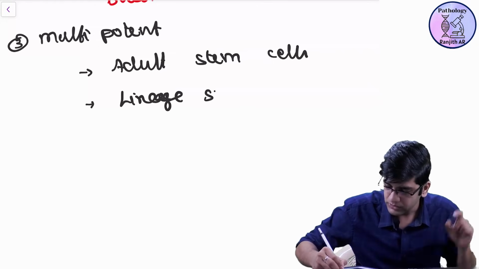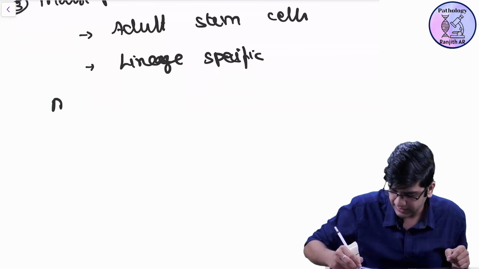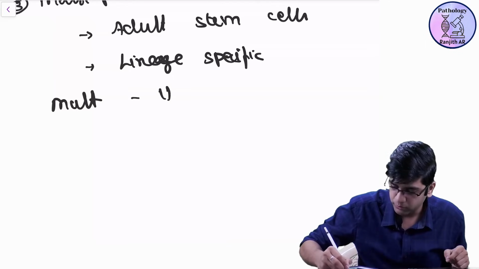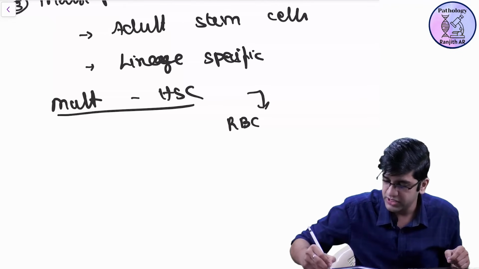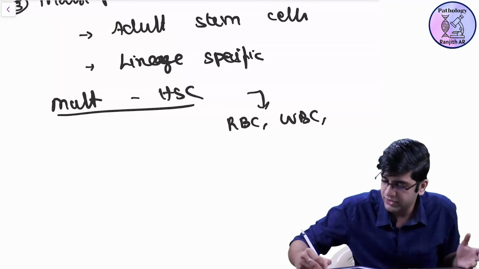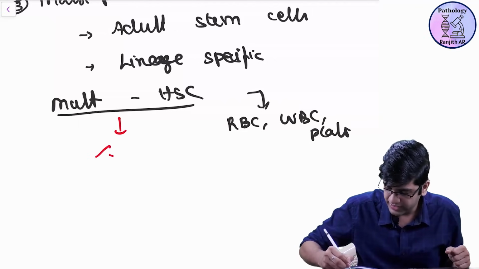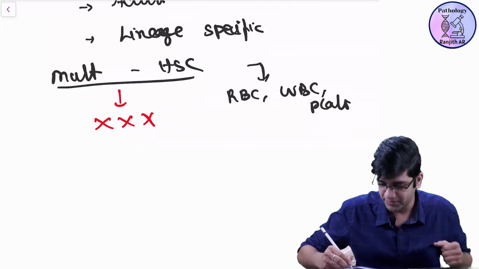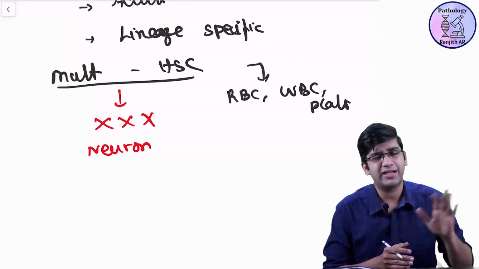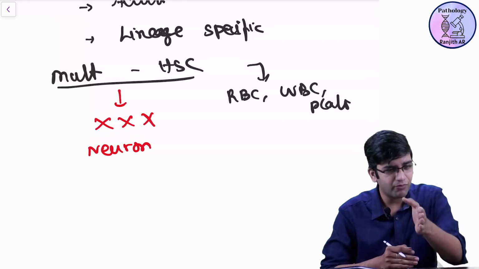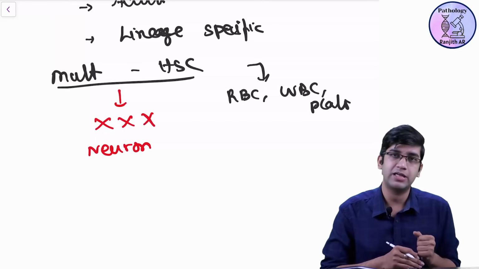Okay? Which means it can form only one lineage. What I mean by that is, if it's a multipotent hematopoietic stem cell, HSC is hematopoietic stem cell, they can form RBC, WBC and platelets at the max. But they can never ever think of forming a neuron. Not only neuron, anything which is not blood, they can't form. That's multipotency. You can form one thing, that's all. Nothing more than that.